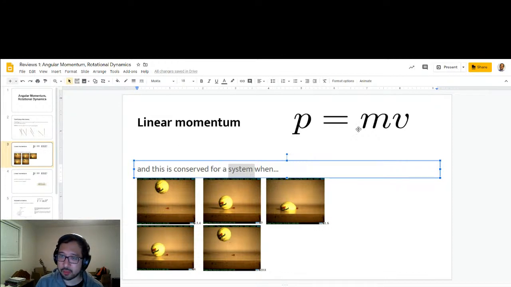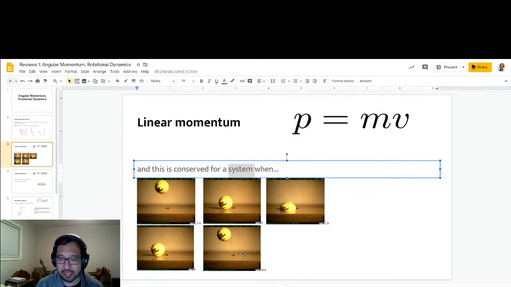The mass of the tennis ball is not changing. But on the other hand, the velocity of the tennis ball is changing. It's going down beforehand. It's roughly stationary in this part. And then in this part of the video, it's going up. And so because the velocity has changed from going down to going up, we can say that the linear momentum of this tennis ball is changing. It is not conserved. On the other hand, it's not conserved because there's an outside force acting on it. It's a force from the table.